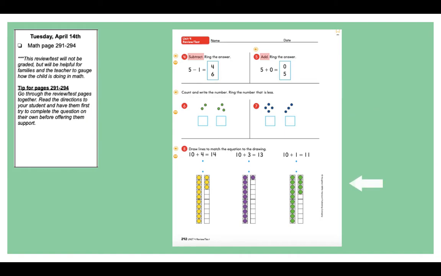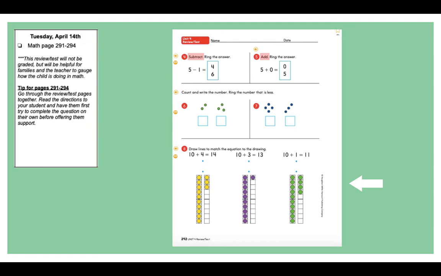Now let's look at the last one. Draw lines to match the equation to the drawing. The three equations are on the top, you're going to draw a line from the equation to the picture that matches. So 10 plus 4 equals 14. Which of those pictures at the bottom is showing 14? It's showing a group of 10 and a group of 4 to equal 14. Is it the yellow, the purple, or the green?